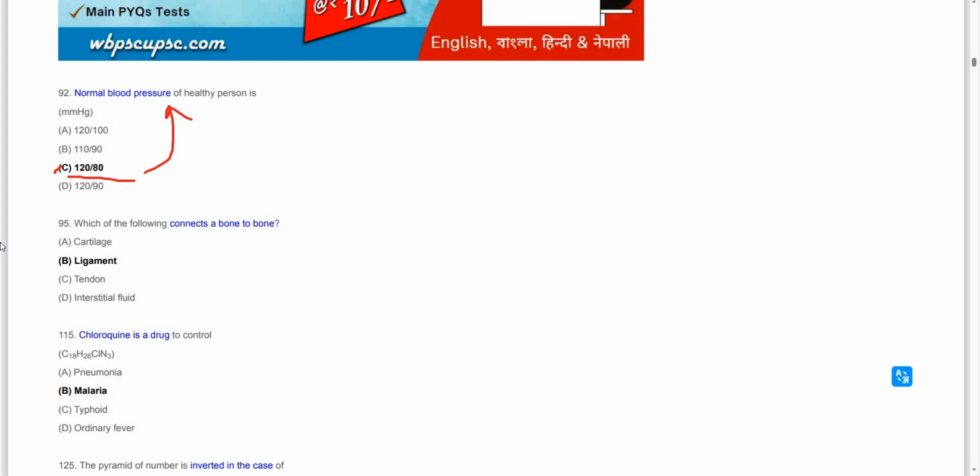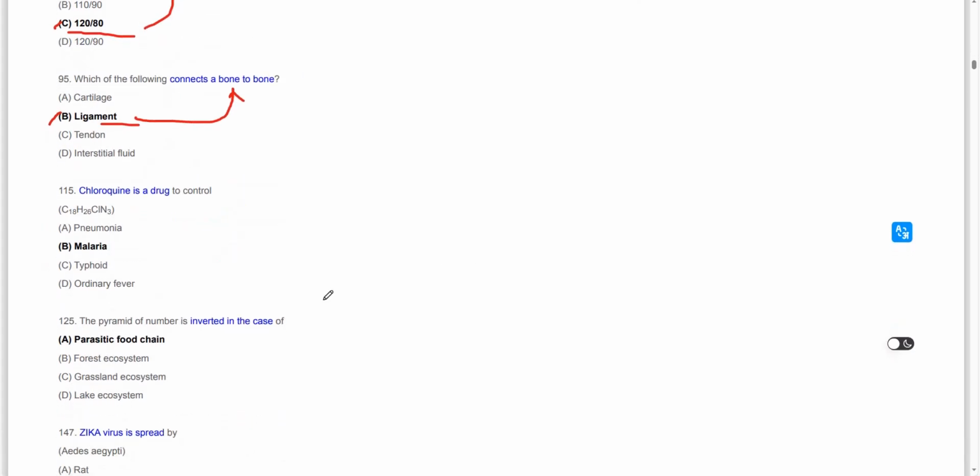Which of the following connects a bone to bone? Ligament is the element that connects bone to bone. So ligament connects bone to bone.